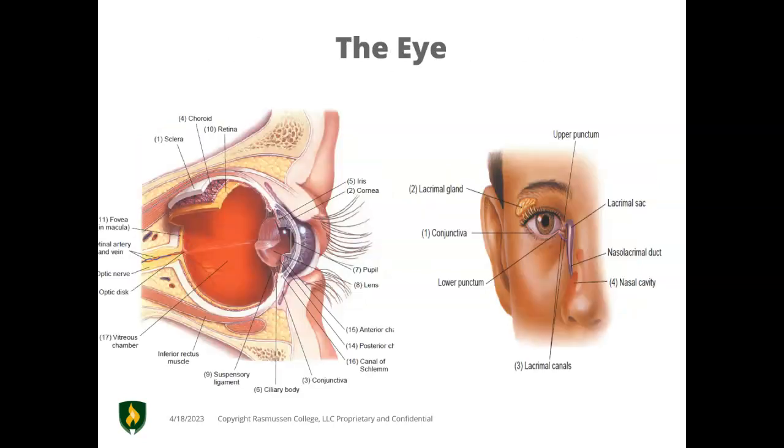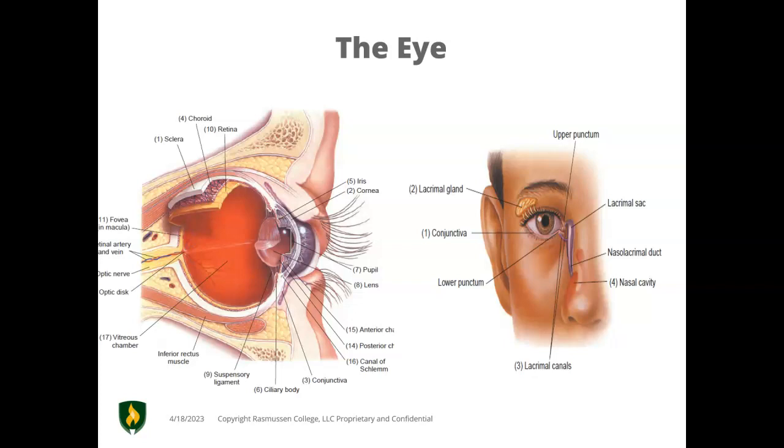The eye is a globe-shaped organ composed of 3 distinct tunics, or layers. The first one is the fibrous tunic. This is the outermost layer of your eyeball, and it serves as a protective coat for the more sensitive structures that are beneath. This layer will include your sclera, cornea, and conjunctiva.